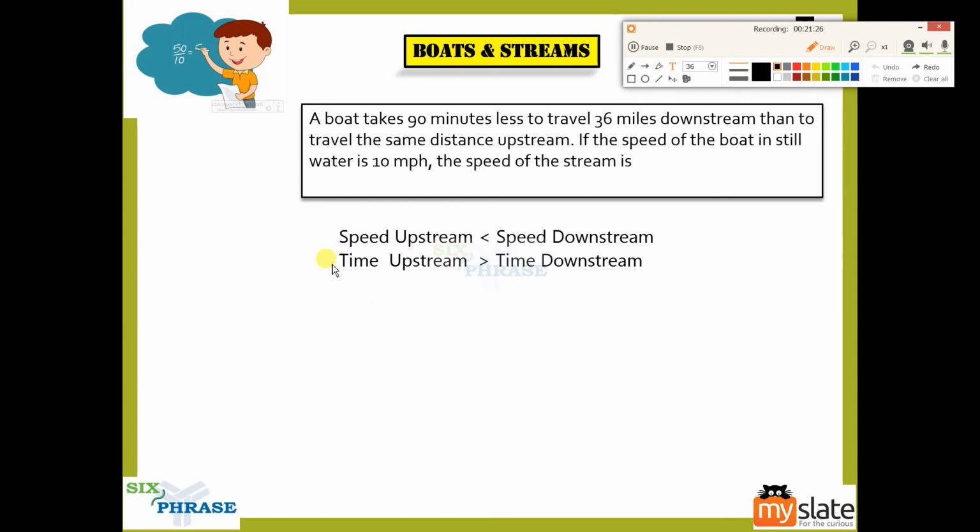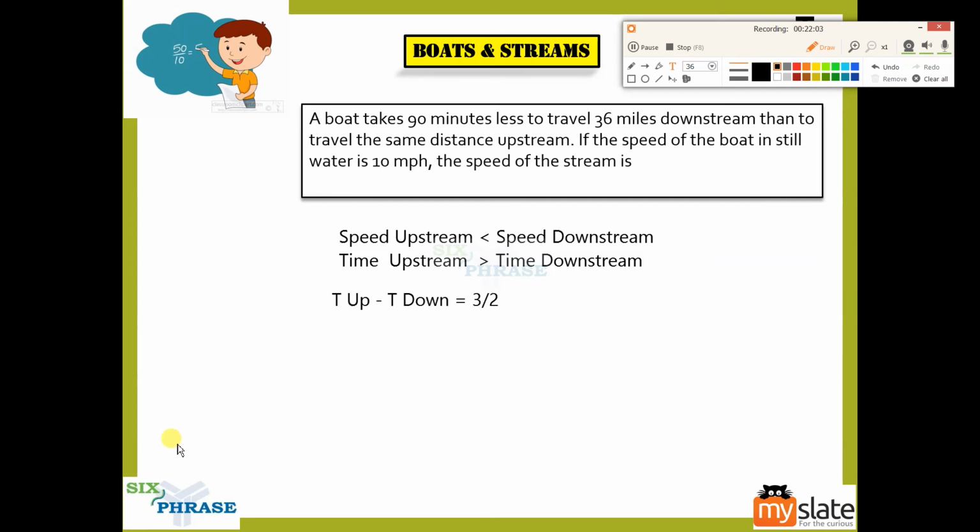Now you have to make sure that you put time upstream first, because that is greater. So I'm going to do time upstream minus time downstream is equal to 90 minutes, which is 3 by 2 hours. Everything is in, you can see, the speed of my boat is in miles per hour, so we'll keep 3 by 2. No need to keep it in minutes. Now the speed of the stream should also be in miles per hour.